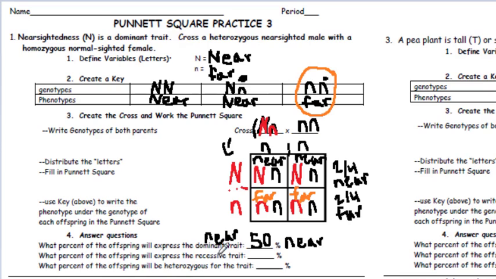What's the percent of the offspring expressing the recessive trait, which is far? 50%. And what is the percentage of the offspring that are heterozygous for the trait? Heterozygous is this one. And this one is, and this one is. Both are heterozygotes. So we have 2 out of 4, so that's 50.